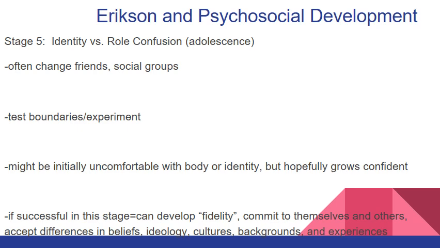If the adolescent or teenager is successful during this stage, they can develop fidelity. They can commit themselves to others, and they're more likely to accept differences in others and to be accepting of people who hold different beliefs, ideologies, cultures, or backgrounds. Since they're more comfortable with themselves, they are less preoccupied that other people are not exactly like themselves.